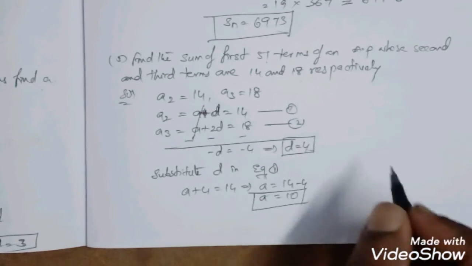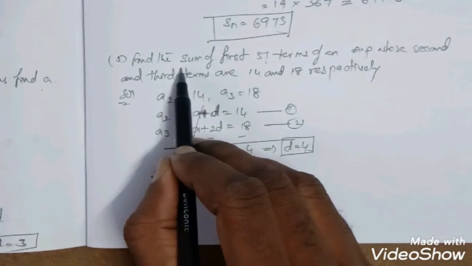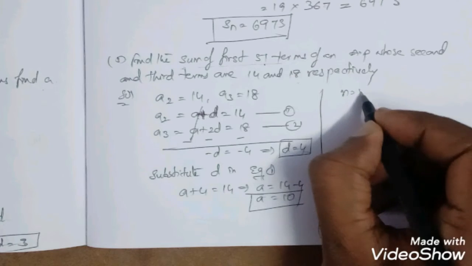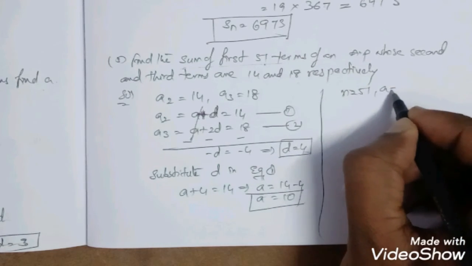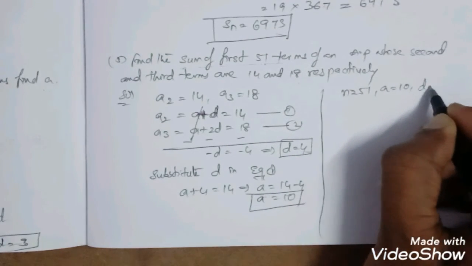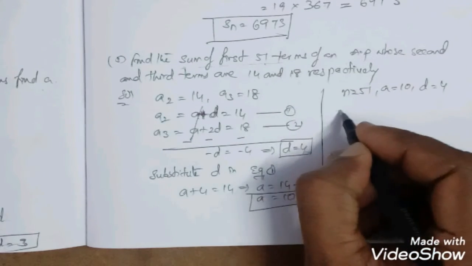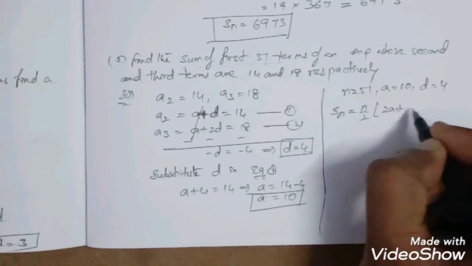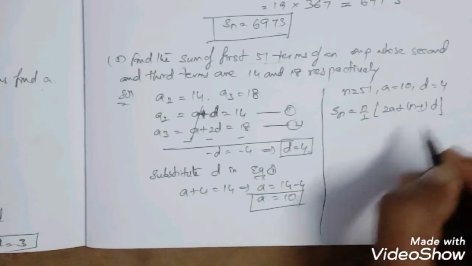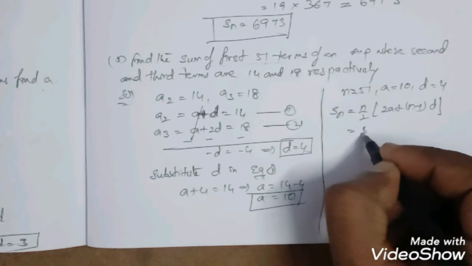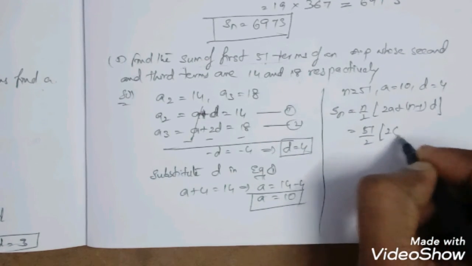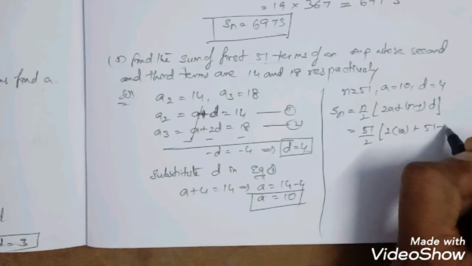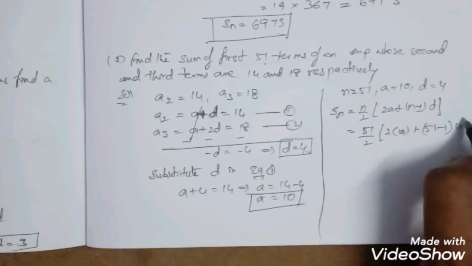So after getting the value of A, then they are asking about the sum of first 51 terms. So here n is equal to 51 they have given, and also we have the A value, that is 10, and the D value is given as 4. Now substitute in your formula, that is Sn is equal to n by 2 into 2A plus n minus 1 into D. Now if I substitute, you will get 51 by 2 into 2, A value is 10, plus n minus 1, that is 51 minus 1, into D. D is nothing but 4.